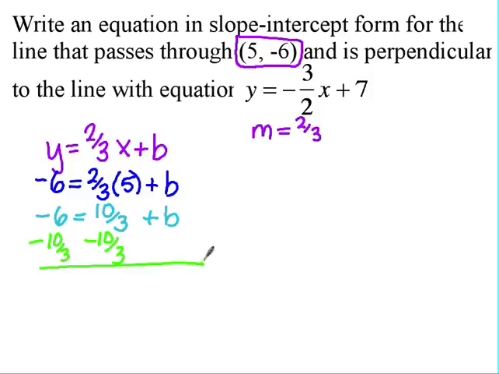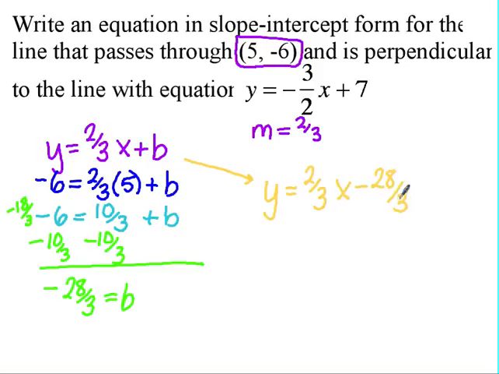So let's think about that. This is -6, which is actually -18/3. What is -18/3 and -10/3? Negative what? -28/3. Okay. So now what's going to happen is I'm going to go ahead and plug that into my equation right here. So my equation will be y equals 2/3 x minus 28/3.